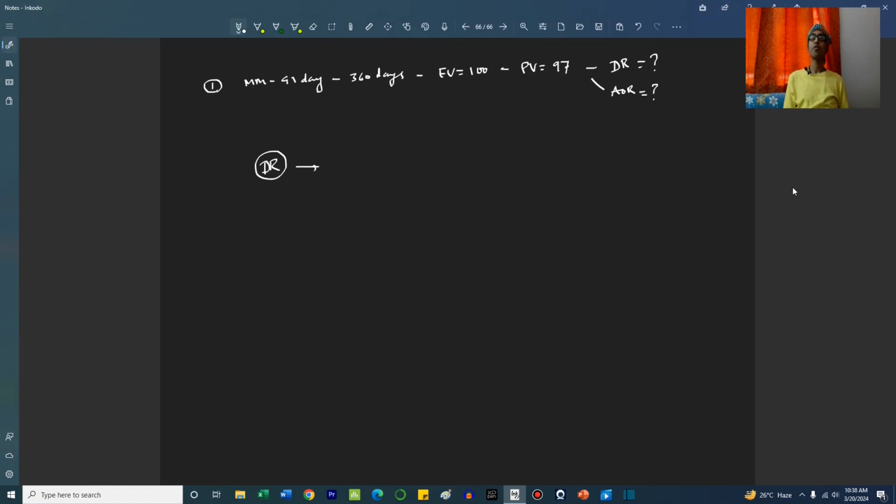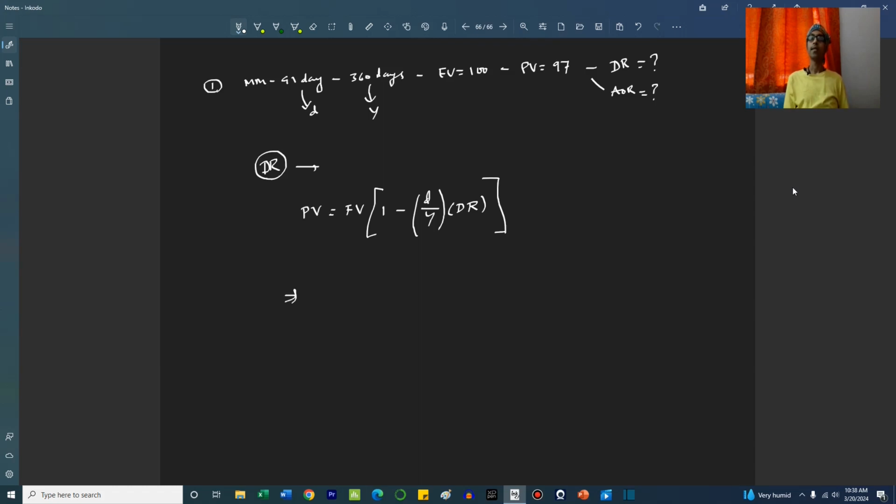Now from the expression we know that PV is equal to FV on which the discount rate works upon. How does it work? It works like this: PV is equal to FV multiplied by 1 minus the ratio of day and the total number of days in the year multiplied by the discount rate. Now we have seen that this money market instrument is 91 days. The year convention we have taken is 360 days. The FV we have already seen, the PV we have already seen.